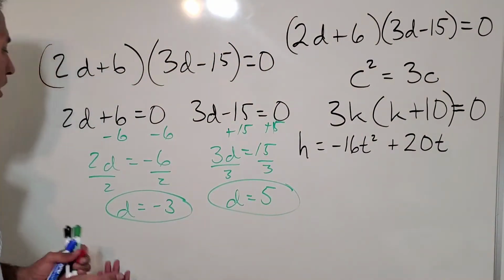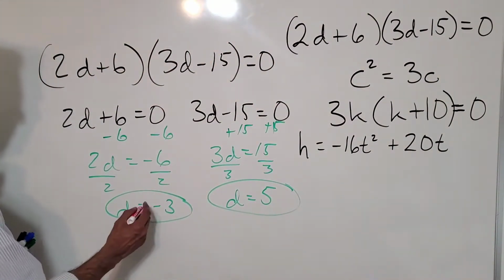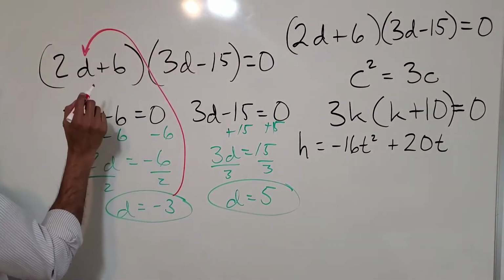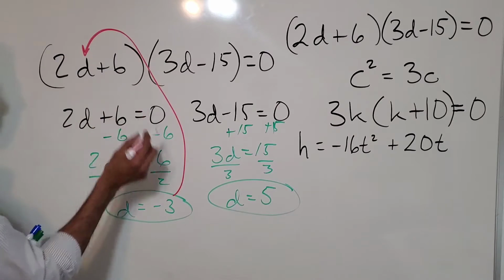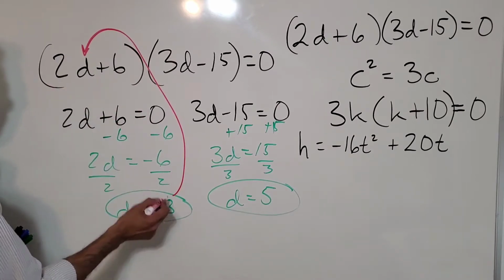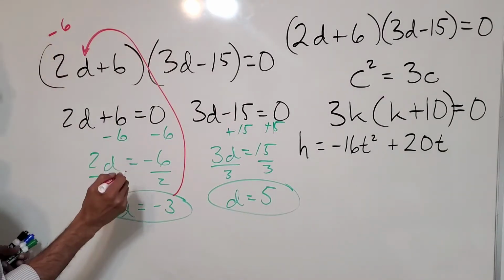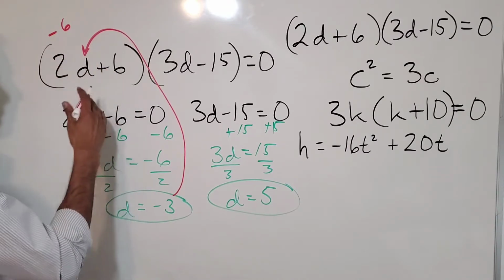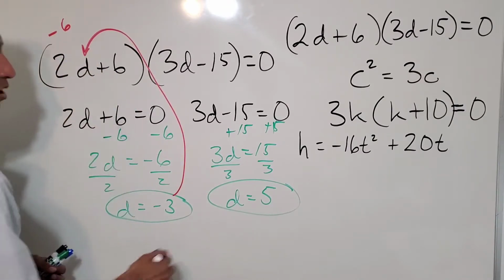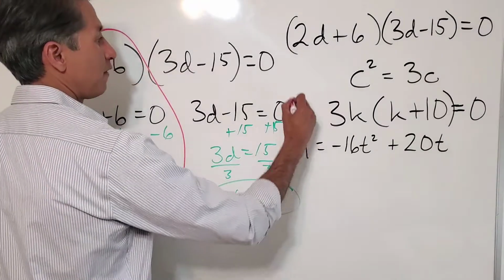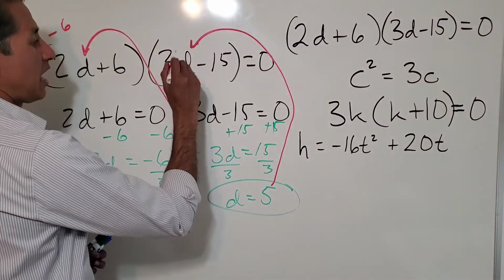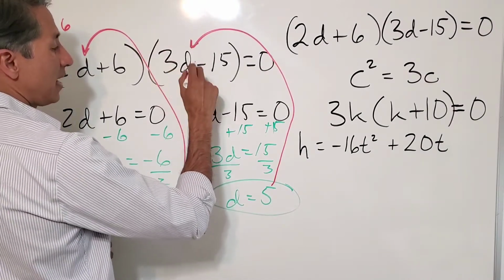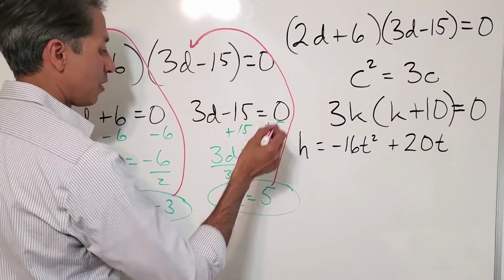Okay, so really what they're saying is plug in this negative 3 right there and see if this all equals a 0. 2 times negative 3 is negative 6. Negative 6 plus 6 is 0. Therefore, this guy works. Over here, let's plug in the 5. 3 times 5 is 15. 15 minus 15 is 0.